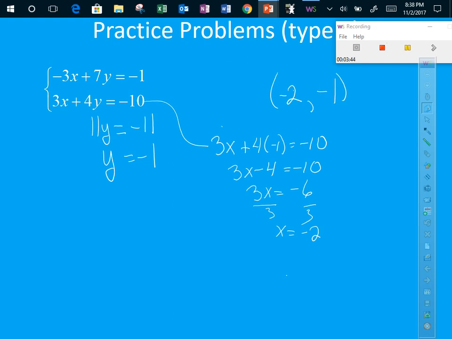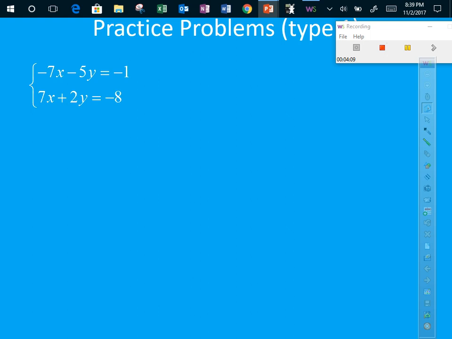Let's check the second equation. I'm going to go 3 times negative 2 and get negative 6. Positive 4 times negative 1 is minus 4. Negative 6 minus 4 is negative 10. I know this is the correct solution. So then we have it. So that's what I call my type 1. When you add together, something's going to drop out.